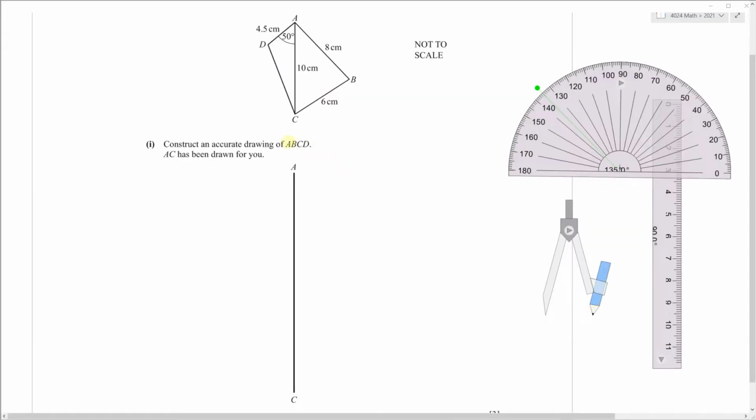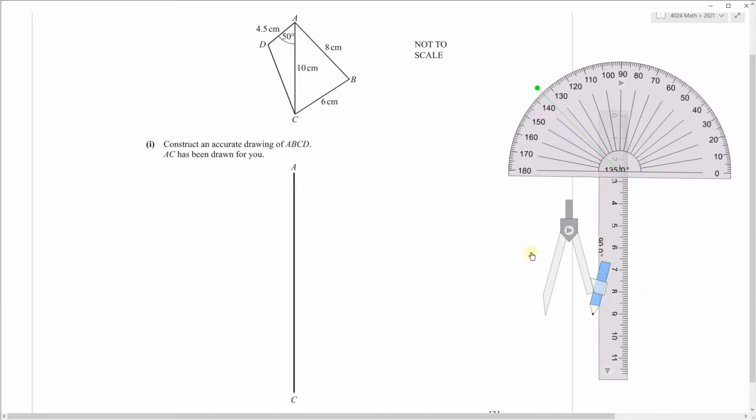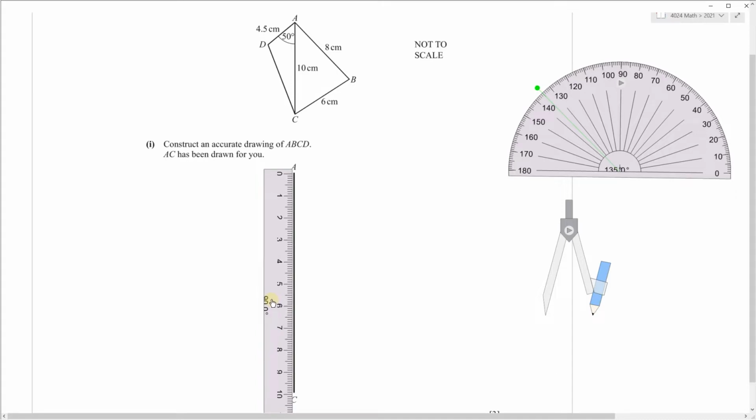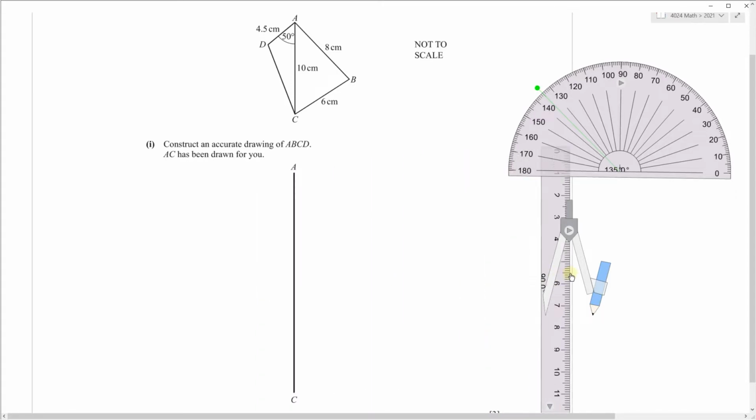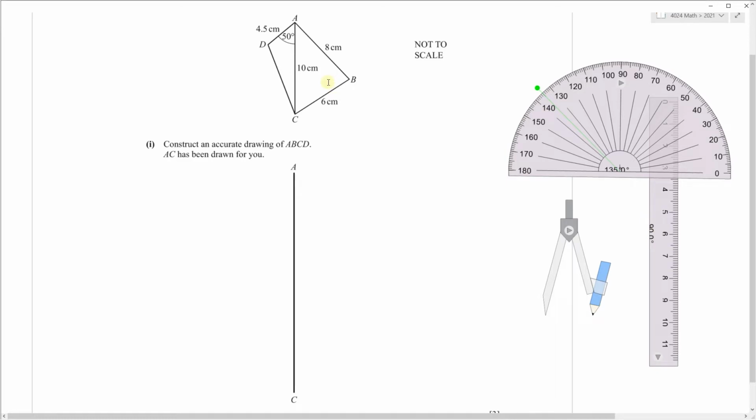Question number 4, part A, you're given this quadrilateral ABCD. The lengths are given and this angle is given as well. Part 1 is construct an accurate drawing of ABCD. AC has been drawn for you. You're given this length AC, which is 10 centimeters. So we can verify that this is equal to 10. So you have to complete this quadrilateral ABCD. You know that length CB is 6 centimeters and length AB is 8 centimeters.